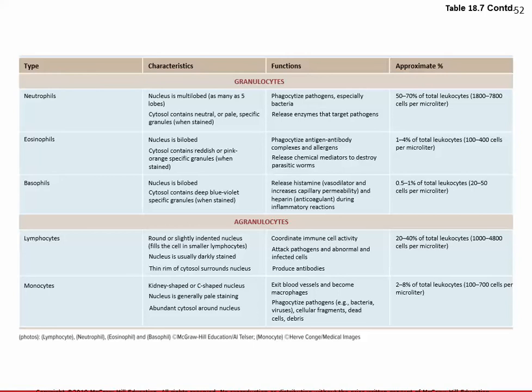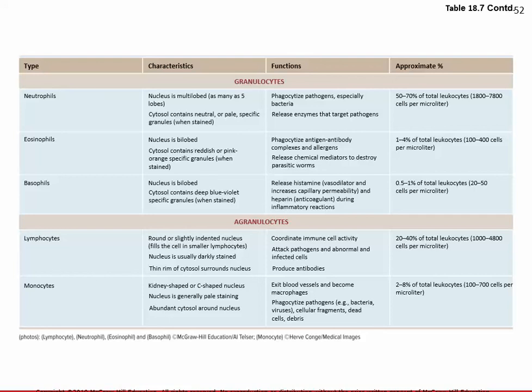Basophils are dark blue to violet granules. They only have a small bilobed nucleus, and they're involved with inflammation. They release histamine. They cause vasodilation and increase the amount of capillary permeability, so they enhance diapedesis. They have heparin, which is an anticoagulant, so it keeps blood flowing, and so they're very involved with inflammation, and they're very important because of that.